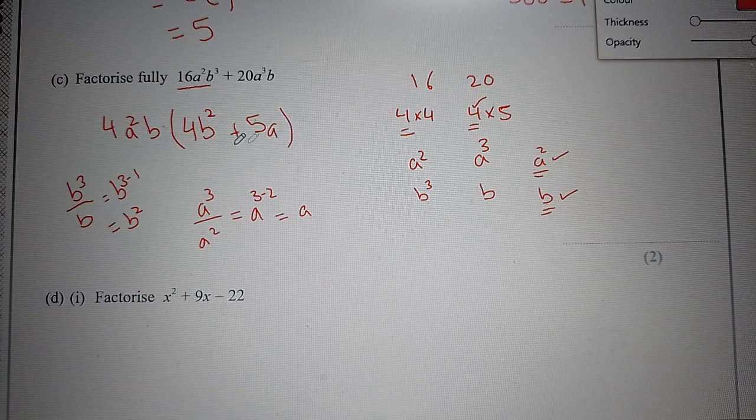If you expand this bracket again, what you will get: 4 times 4 is 16, a squared, and b times b squared gives us b cubed. Then 4 times 5 gives us 20, and a squared times a is a cubed, and times b is just b. So this is our correct answer. We checked everything, that's all correct. So this is another 2-mark question. This is really simple.